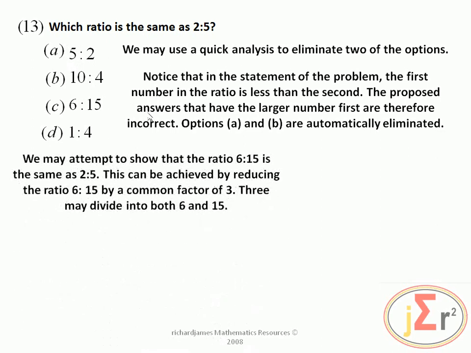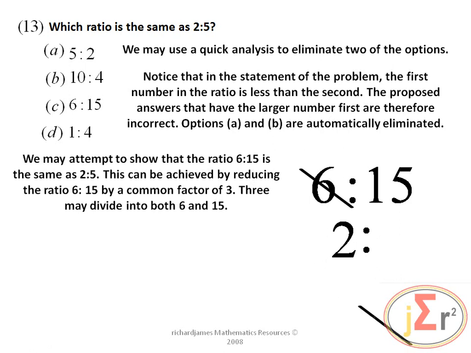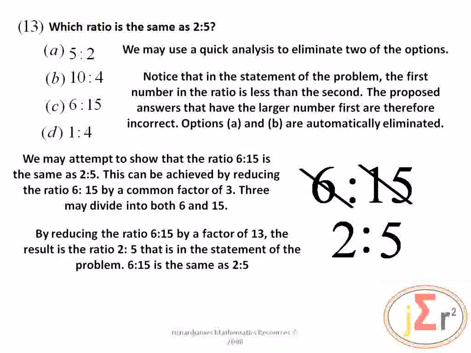We may attempt to show that the ratio 6 to 15 is the same as 2 to 5. This can be achieved by reducing the ratio 6 to 15 by a common factor of 3. 3 may divide into both 6 and 15. So there we have 6 to 15. 3 into 6 is 2. 3 into 15 is 5. By reducing the ratio 6 to 15 by a factor of 3, the result is 2 to 5. And that is the one that we have in the statement of the problem. So 6 to 15 is the same as 2 to 5.